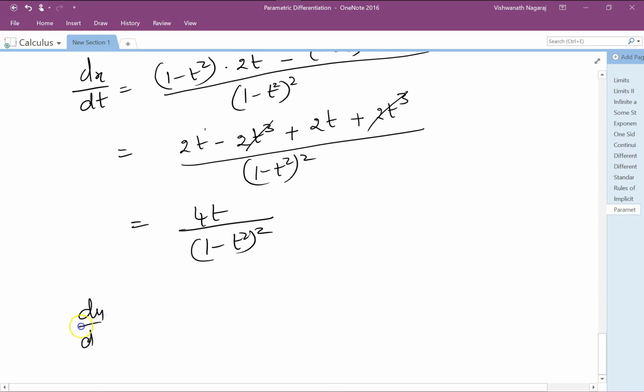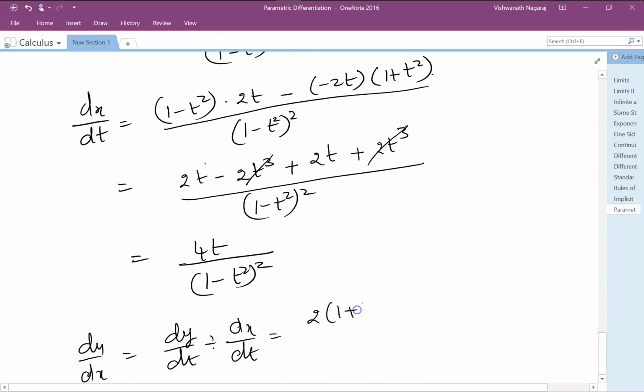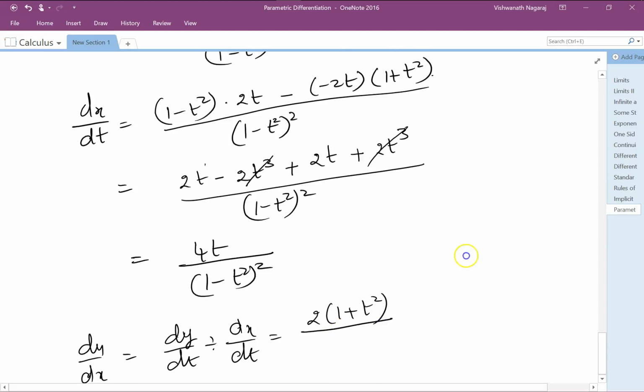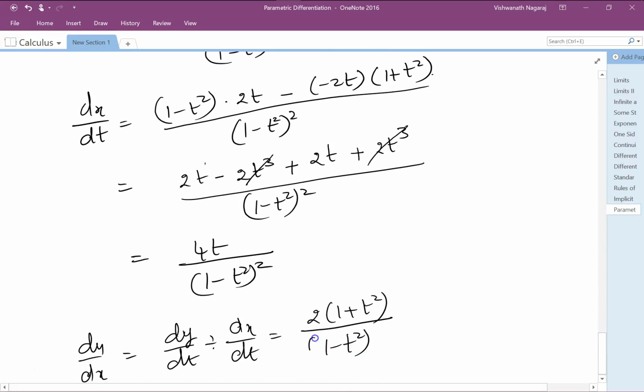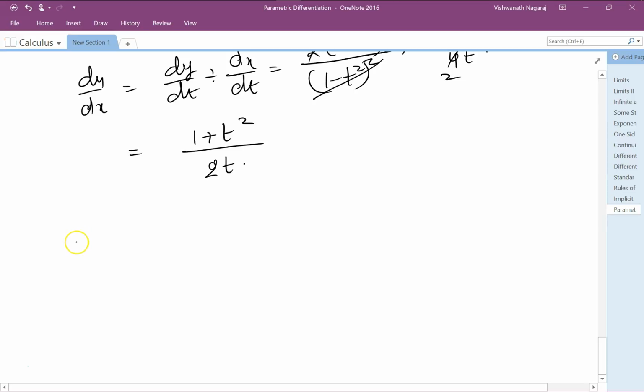So dy by dx would be dy by dt divided by dx by dt. So this is 1 plus t square divided by 1 minus t square the whole square, times 1 minus t square the whole square divided by 4t. So these two get cancelled, and this 2 gets cancelled here, so we are left with 1 plus t square by 2t. Okay, let's look at another one.